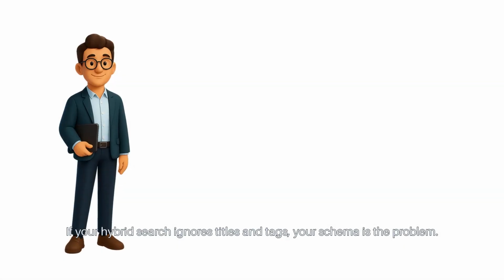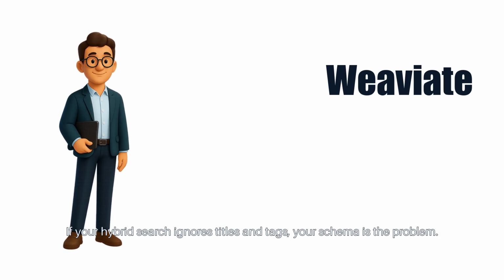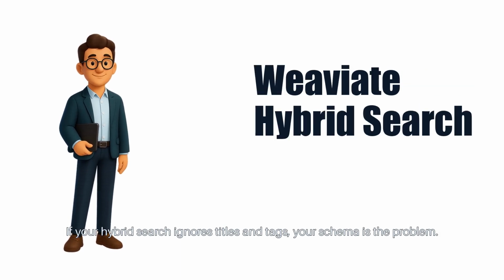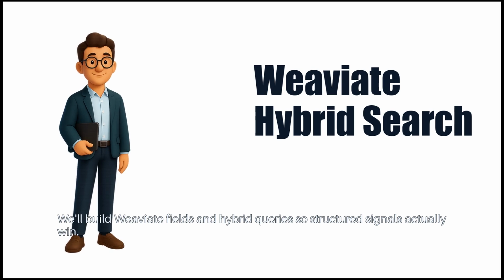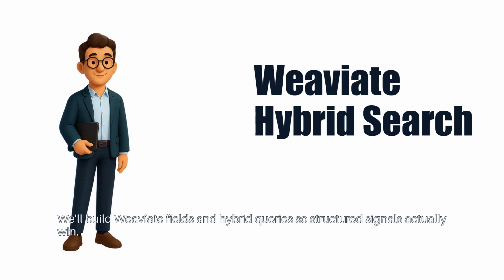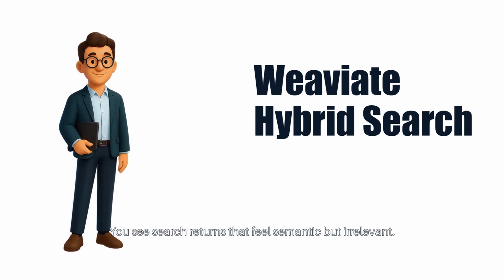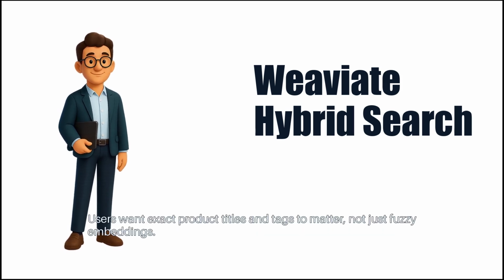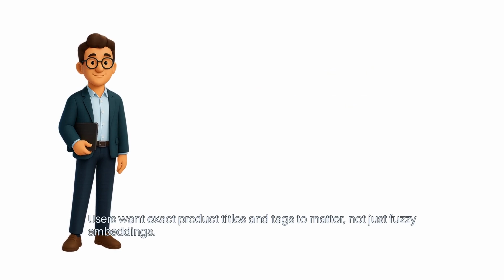If your hybrid search ignores titles and tags, your schema is the problem. We'll build Weaviate fields and hybrid queries so structured signals actually win. You see search returns that feel semantic but irrelevant. Users want exact product titles and tags to matter, not just fuzzy embeddings.